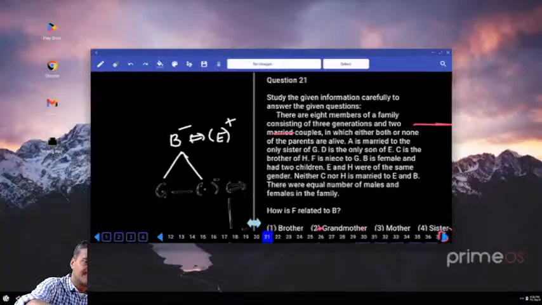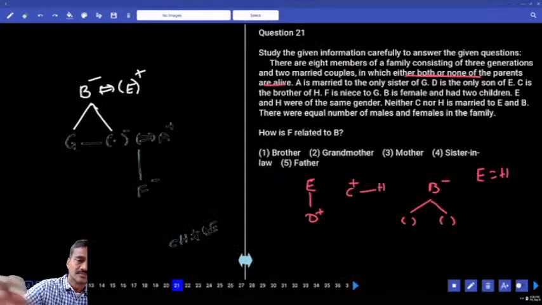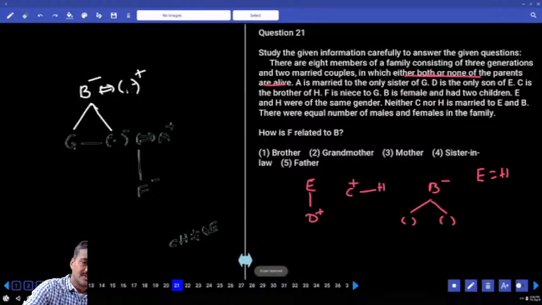As D cannot be a female, hence E cannot be here. Hence, where should this E be? And E is the parent of D. Hence, this B and D.